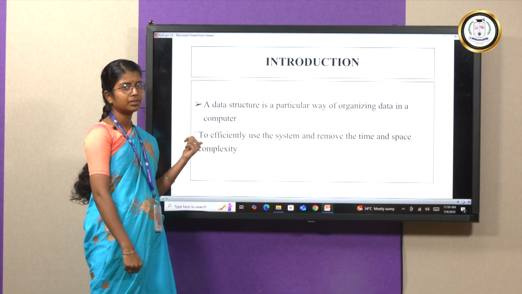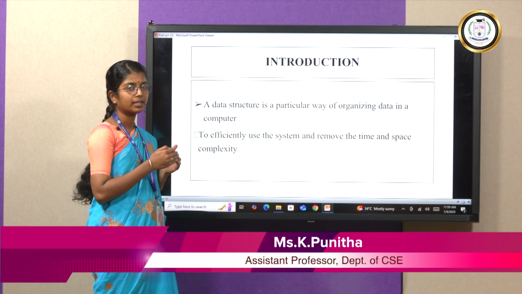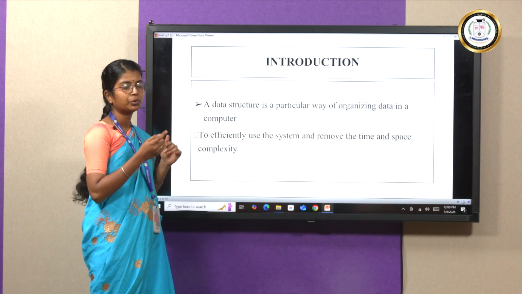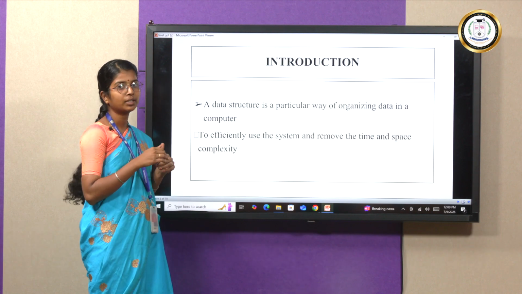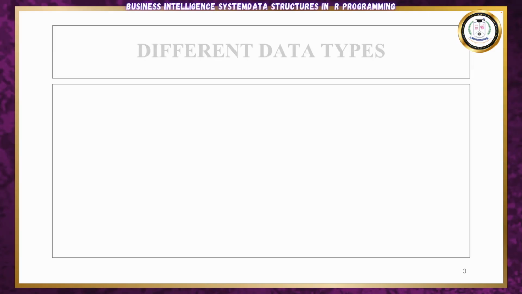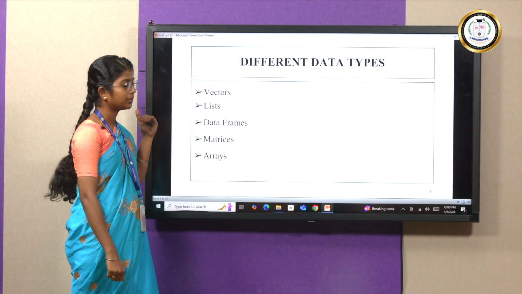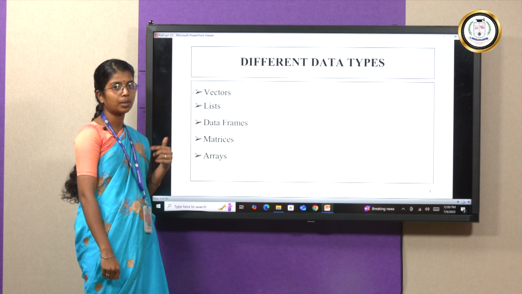And the data types will be considered as homogeneous, that is the same type of items, and heterogeneous, that is different elements. We'll be having both types of data, and it is mainly useful in R programming for data analysis. We have some different data types that will be useful for the analysis in R programming: vector, list, data frame, matrices, and arrays. So these are the different data types which we will be using for data analysis in R programming.